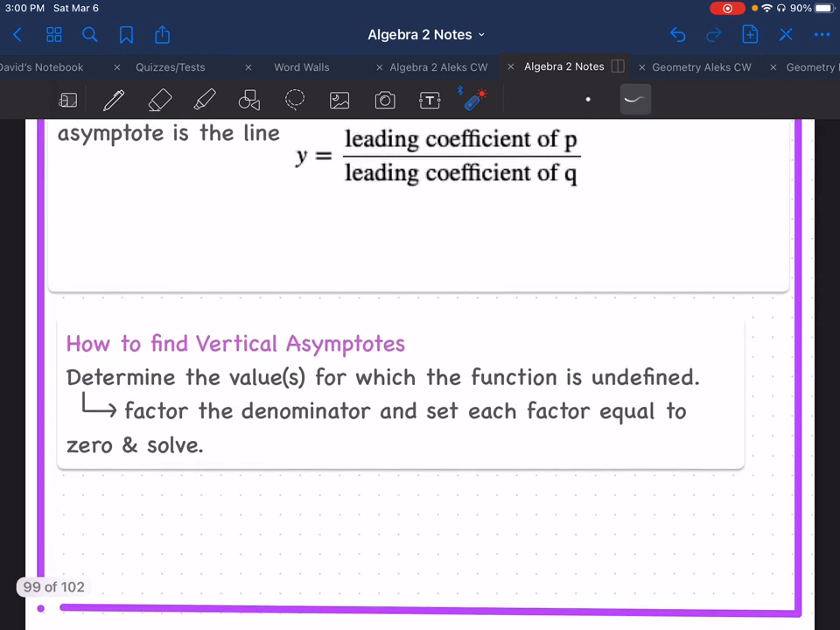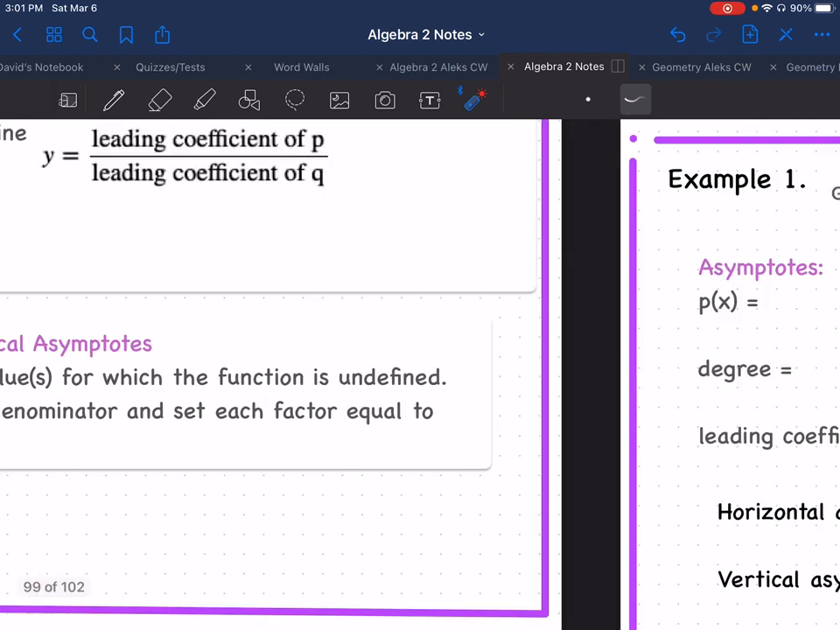How do I find my vertical asymptote? Well, I need to determine the value or values for which my function is undefined. To do so, I'm going to factor the denominator if needed, and then I'm going to set each factor equal to 0 and solve. Those would give me my vertical asymptotes. Let's go ahead and get started.